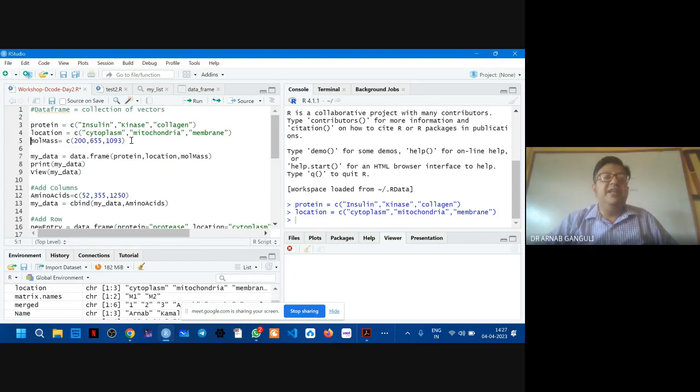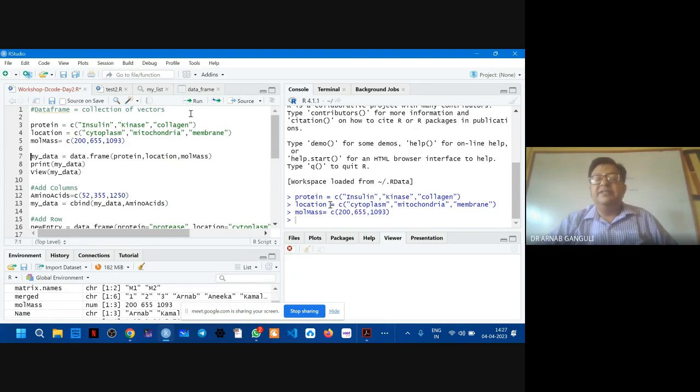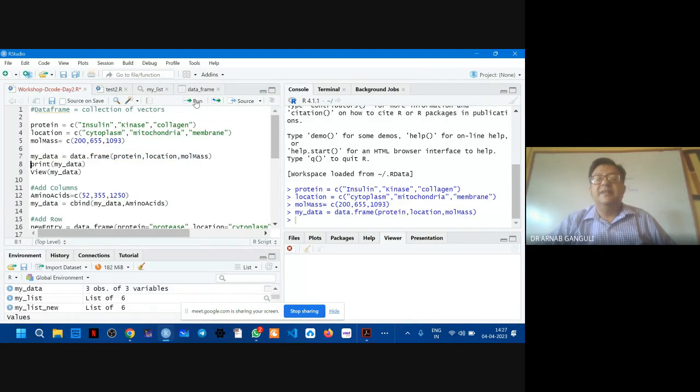Molecular mass, similarly, I'm also running them. Say this is the molecular mass. So my data is equal to, I'm making a database. I want to make a data frame. Protein, location, I'm entering this. My data is this, data frame this. So next is print my data. This is the command which I'm giving.